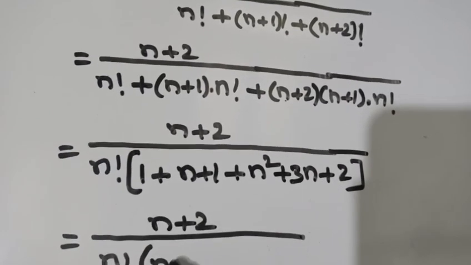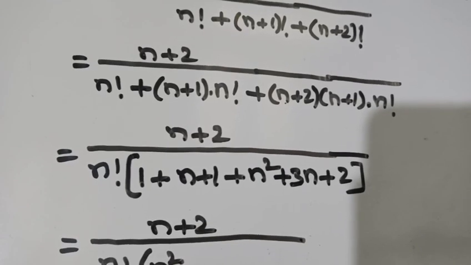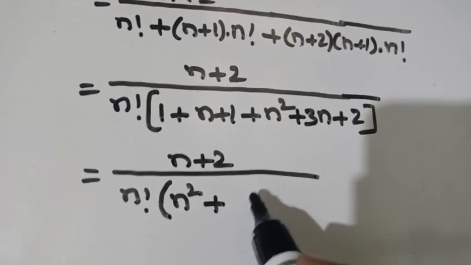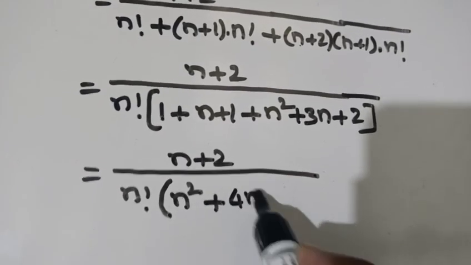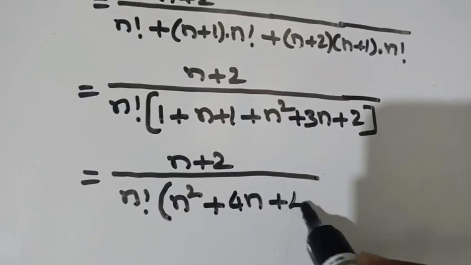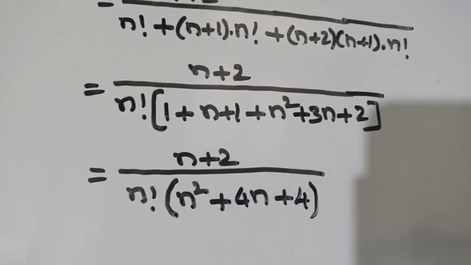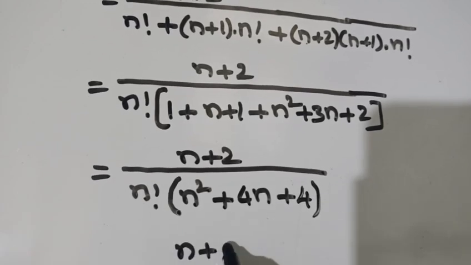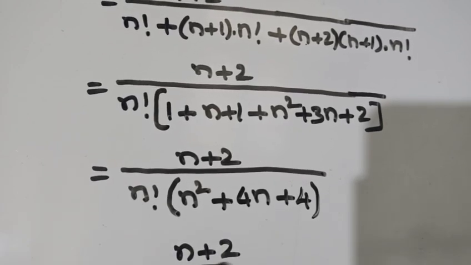Further simplification: n plus 2 divided by n factorial, and the like terms I can simplify. Here n square is present. There is no other term containing n square. 3n and n are like terms. By adding 3n and n, I have 4n, plus 2 plus 1 plus 1, which gives me 4. So it is very interesting here. The last expression we got is a perfect square: n square plus 4n plus 4. It is n plus 2 whole square.